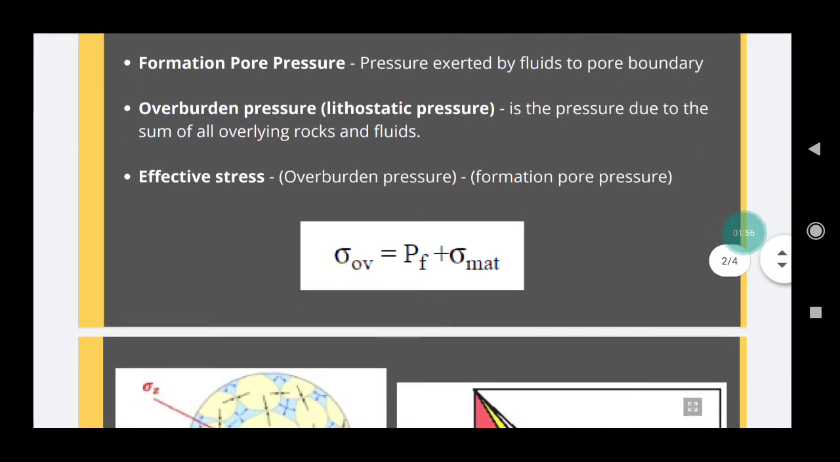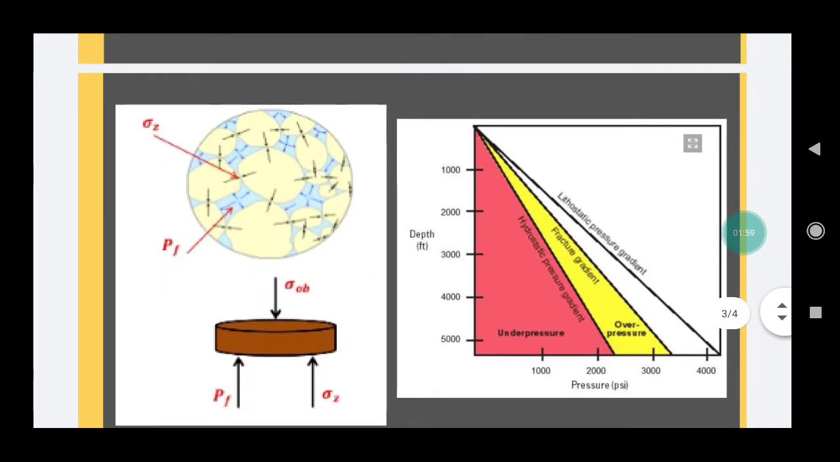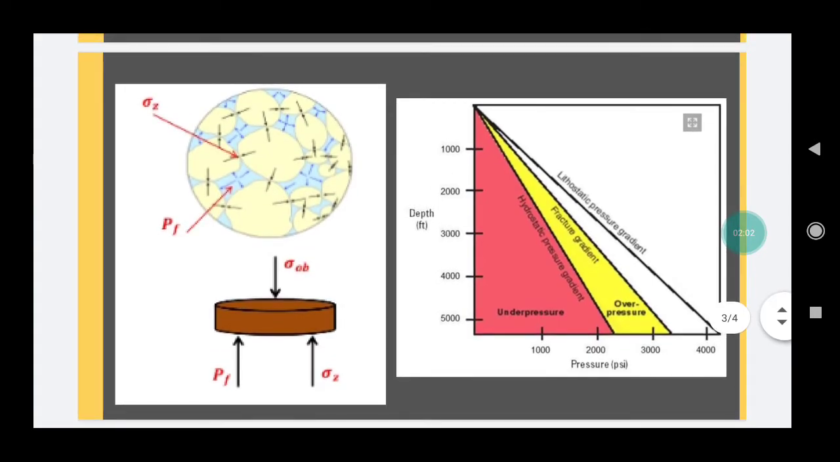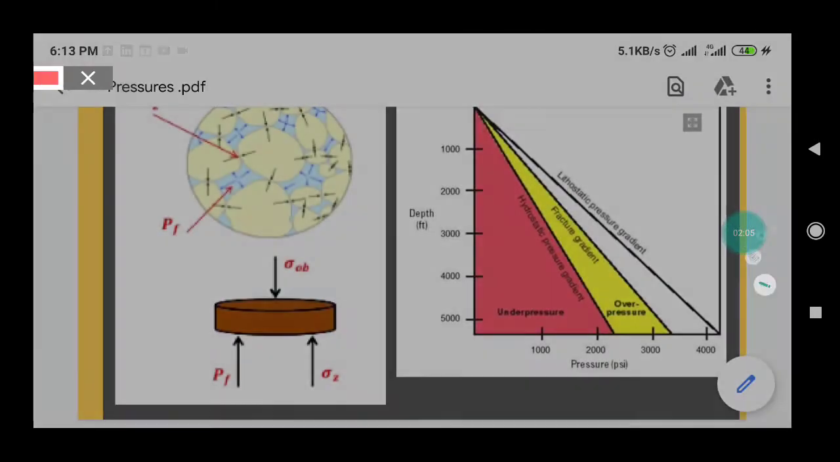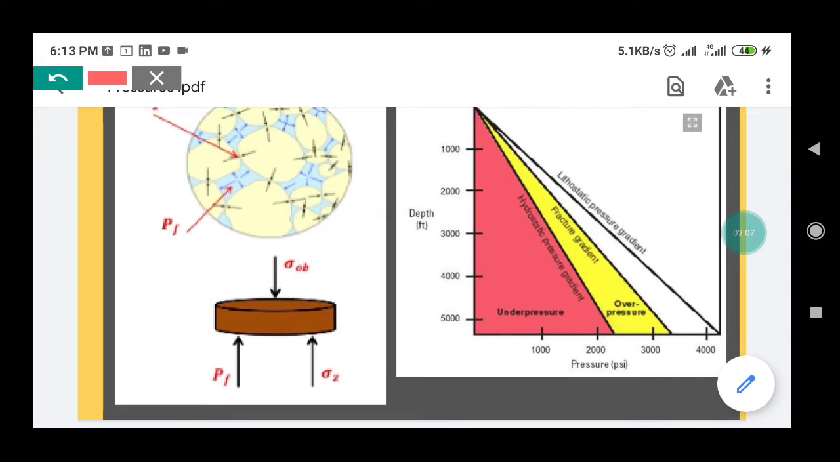I'll show you a figure to give a better understanding. You can see this figure here. In the left figure, the sky blue portions are the pores, and the yellow portions inside the circles are the formation, the matrix material. As you can see, the pore pressure is acting on all sides and on the boundaries of the matrix, and you can also see the matrix pressure here.